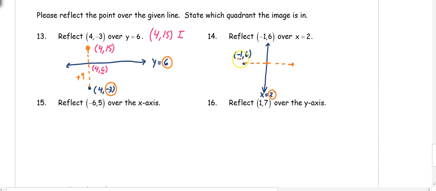Because this is an x equals line, we're going to look at the x coordinate. So how would I get negative 1 to 2? I would add 3 and then add 3 again. So to get to my line of reflection, that point would then be negative 1, 2. I'm going to add 3 again. So my point would be 2, 6. So then when I add 3 more to my x coordinate, because it's an x line, my point would be 5, 6. So this point is 5, 6, again in the first quadrant because both coordinates are positive.